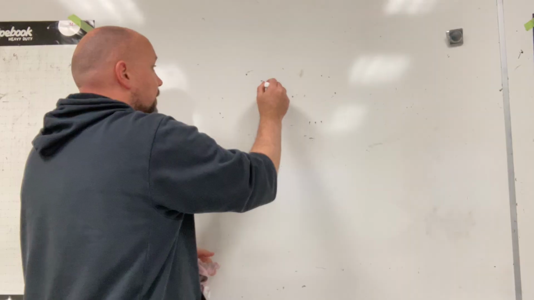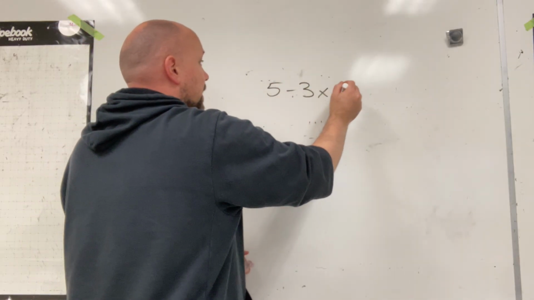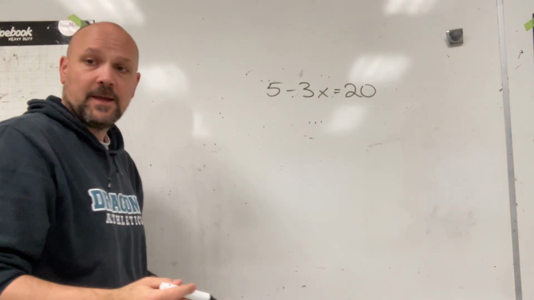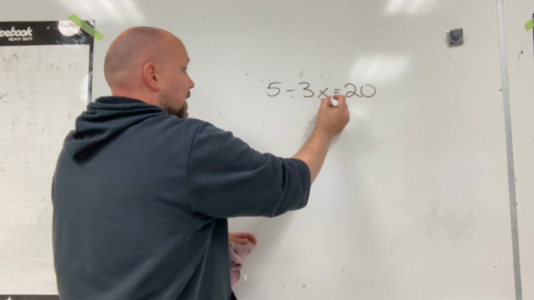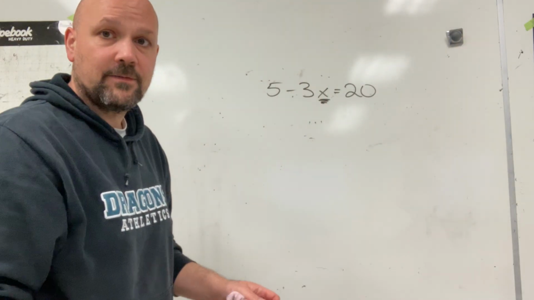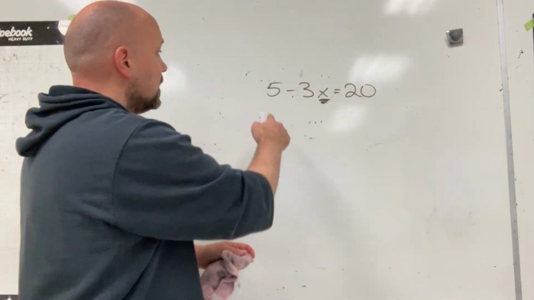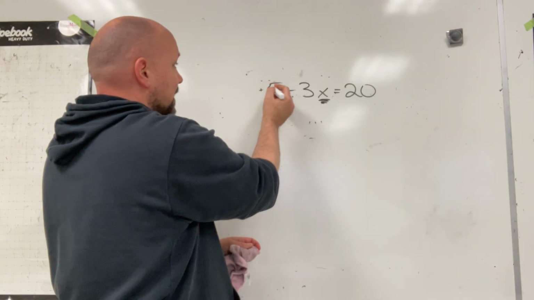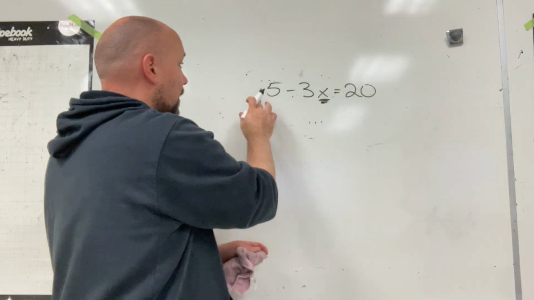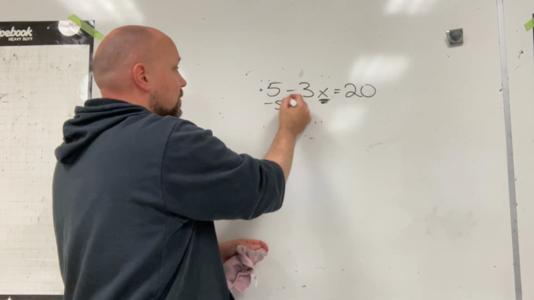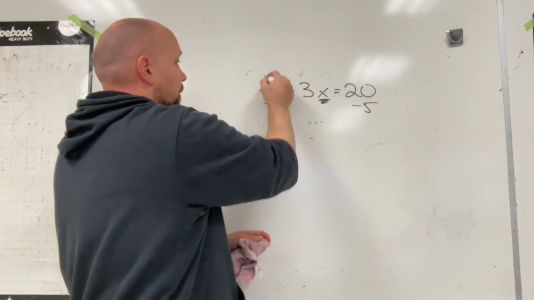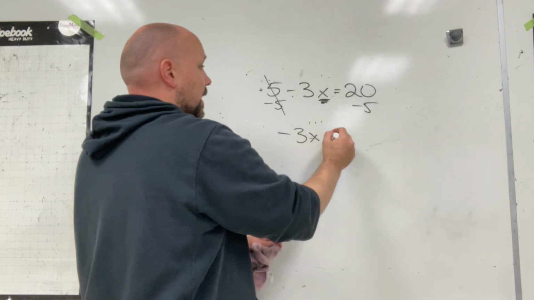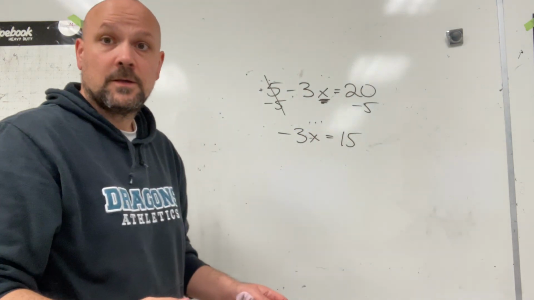What about 5 take away 3x is equal to 20? Okay, so again, I see the x here. I want to try to peel away everything that's not part of the x. So first, I have this 5 minus 3x. So this is like plus 5, right? So if I want to get rid of that plus 5, I'm going to subtract 5. Minus 3x is 15. All right?